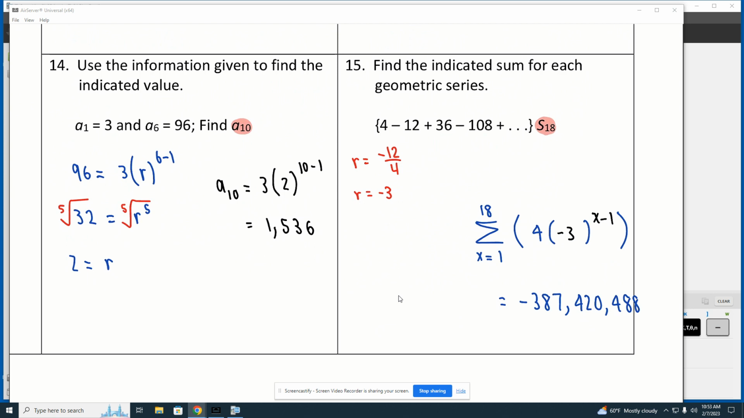Those are the 4 types of problems you're going to have on this homework. 10 problems, 2 through 20 even. It's coming your way right now.